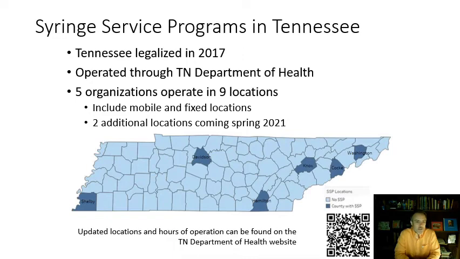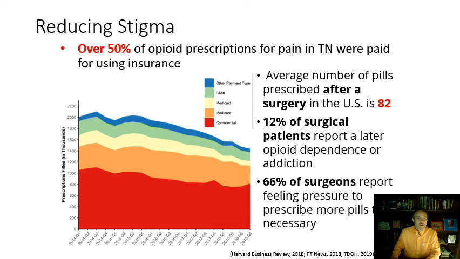Reducing stigma is also a goal, and this slide shows that over 50% of opioid prescriptions for pain in Tennessee were paid for using insurance. What that means is, to have a commercial insurance plan, you typically have to be gainfully employed. A lot of times we think about people who are misusing opioids or have an opioid use disorder as being junkies or some other stigmatizing name. But in most instances, these are people that are holding down a job, going to work regularly, and they might be physically dependent. And if more than that, they might be misusing and abusing.